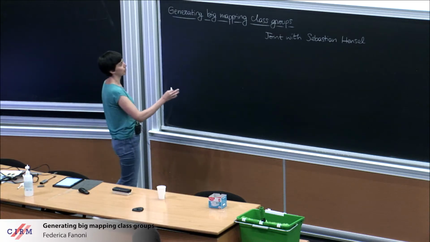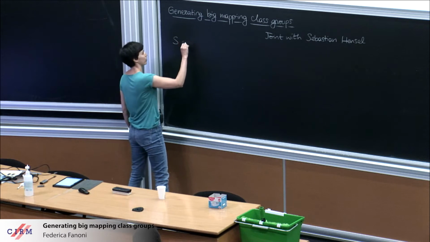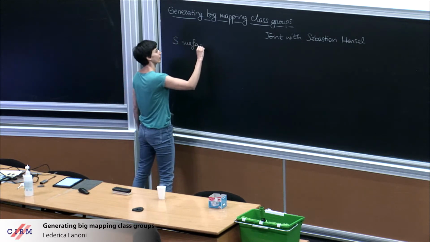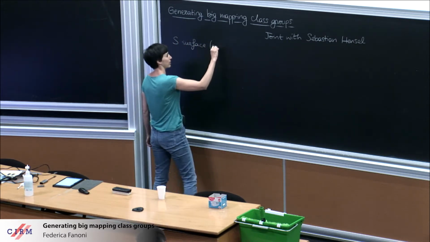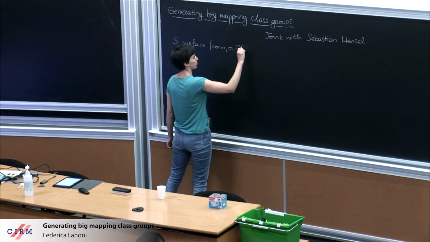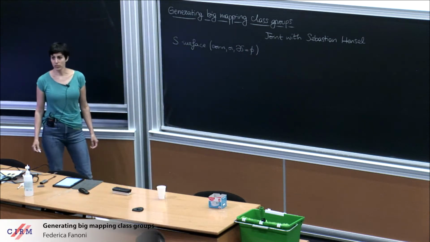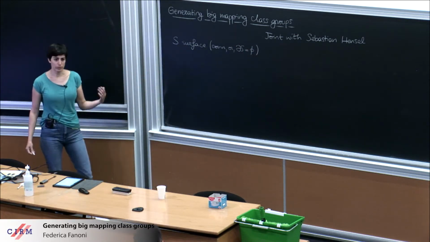So, mapping class groups, big mapping class groups, surfaces. That's my setup. I have S, which is going to be a surface. So this is going to be connected, orientable, and I'm going to assume without boundary. But I'm not going to assume anything about, for instance, compactness.